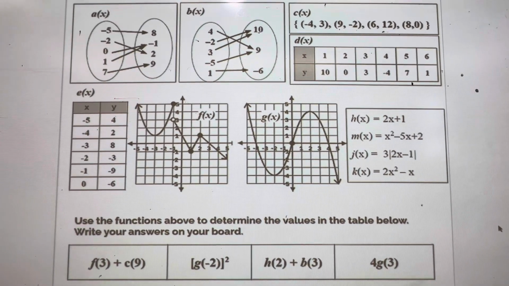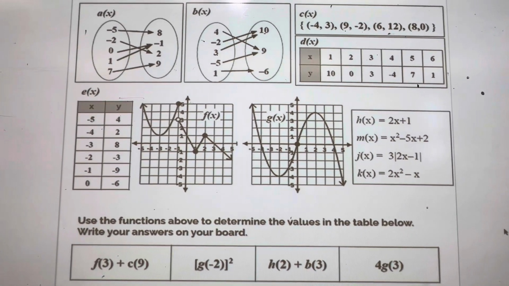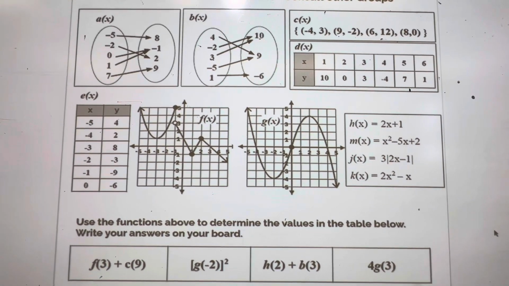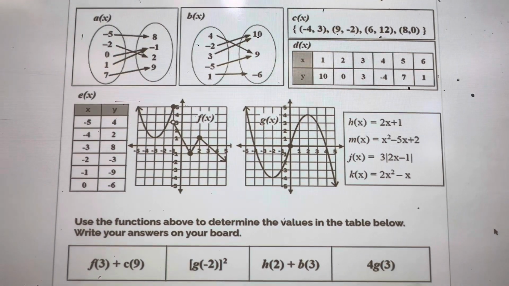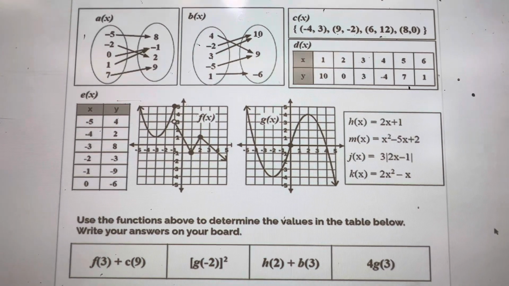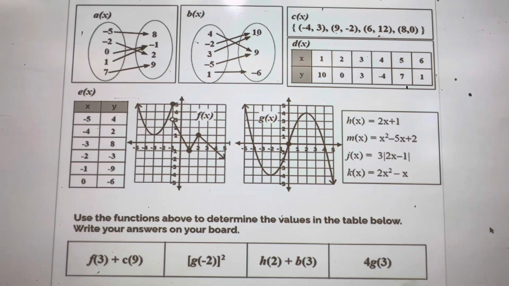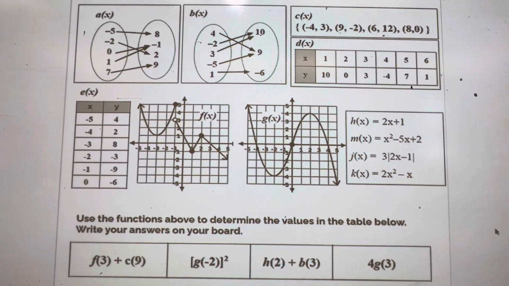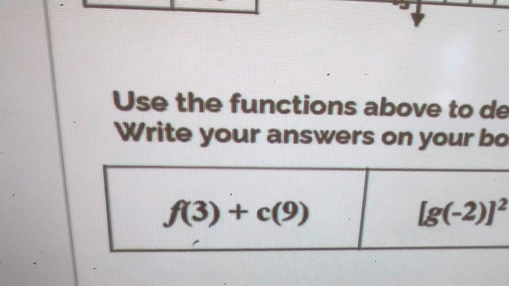So for today's lesson, I'll be teaching you how to find the values of the given functions. As you can see, you have 11 different representations of functions. The first two are mapping diagrams. You have tables, ordered pairs, graphs, and also the function rules or the equations. Now let's go ahead and find f of 3 plus c of 9.